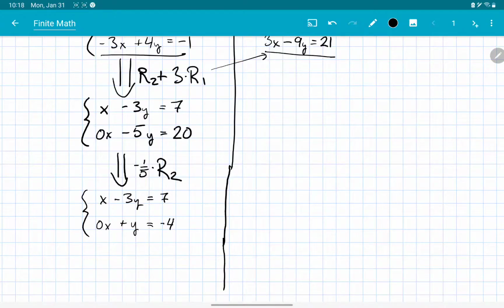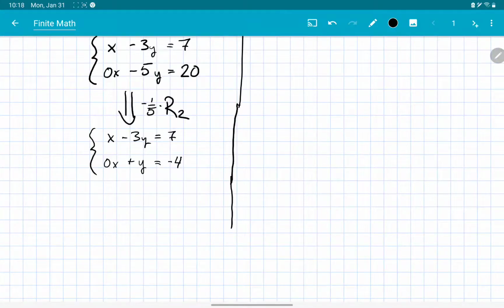Okay, now what I want to do, that first equation still has y's in it. I want to eliminate those y's. I want it to be x plus 0y equals something. The second equation is perfect. It's exactly what I want it to be. But the first equation is not right because it still has y's in it.